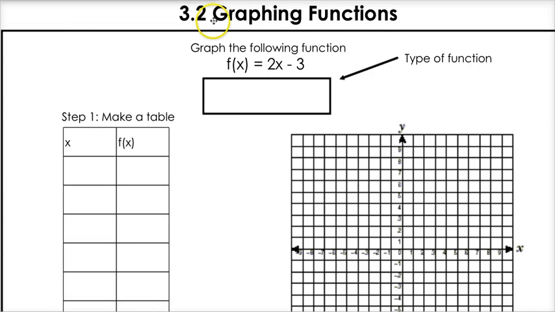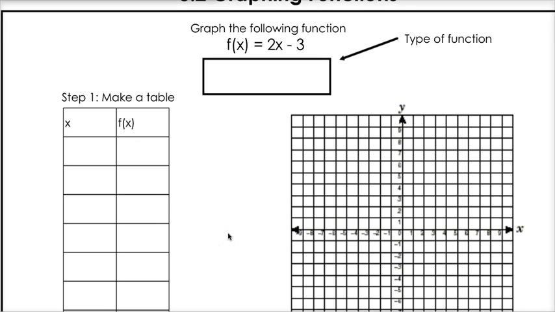All right, welcome to lesson 3.2, graphing functions. We're going to be graphing functions in this lesson. It's the same thing we did in the last lesson where you just make a table, and once you've got your table, you're going to graph your points. It's that straightforward. So, for example, in our first function, we have f of x is equal to 2x minus 3.